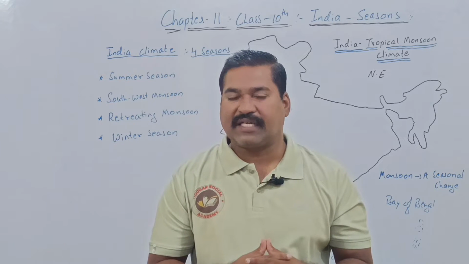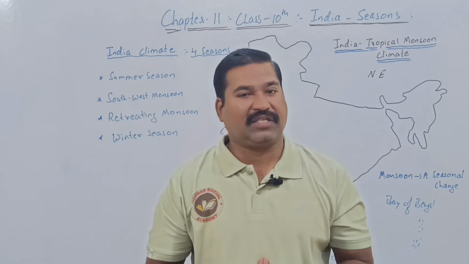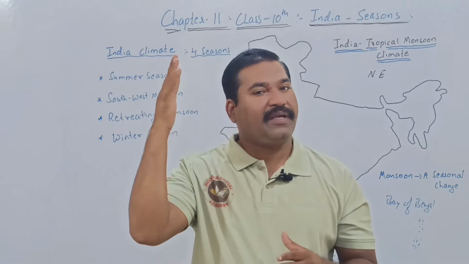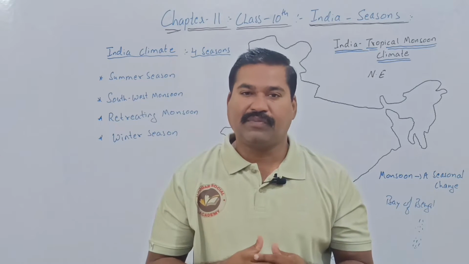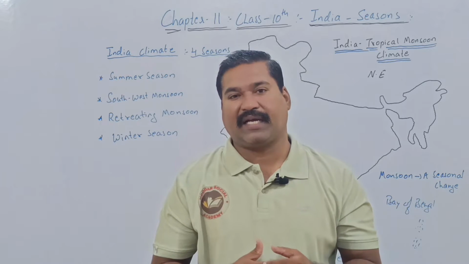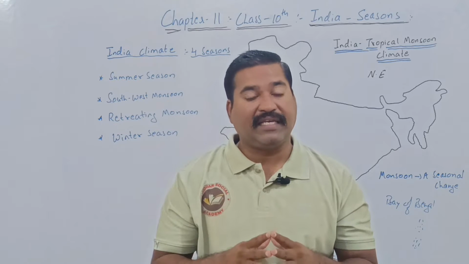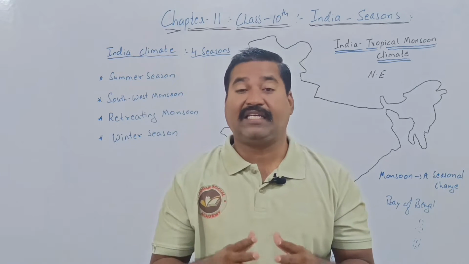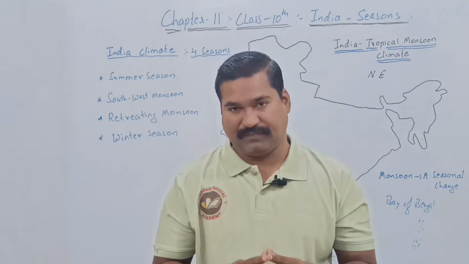India is known as a tropical monsoon climate. In my previous videos, you might have observed that India, half of the area is covered with land boundary and half of the area is covered with a water body, which we call a peninsula.